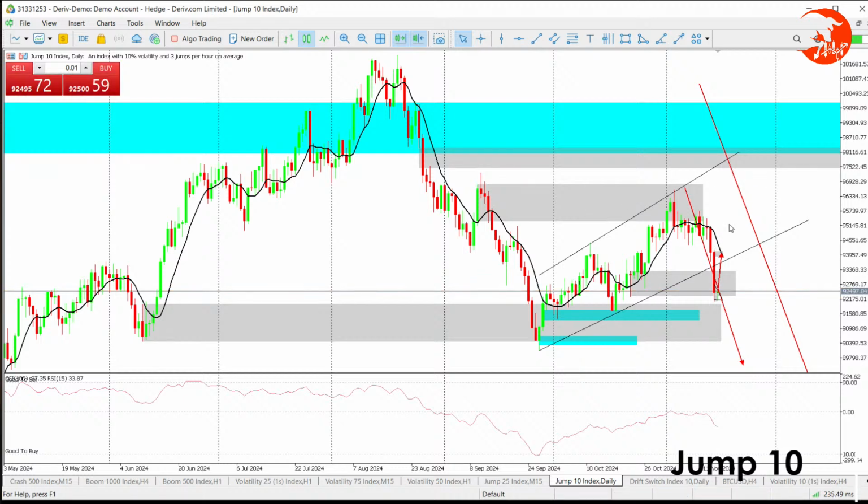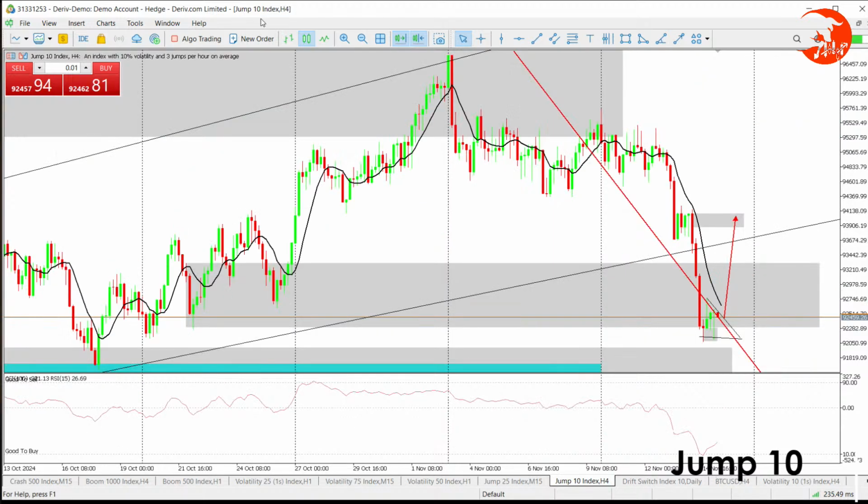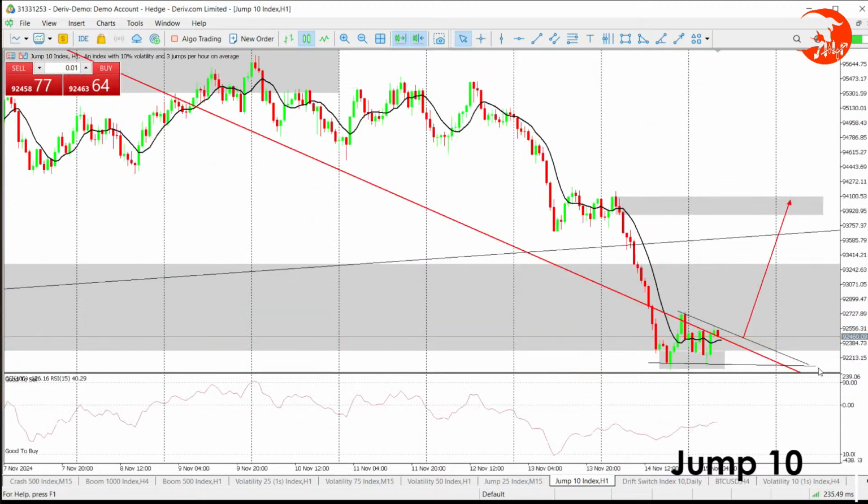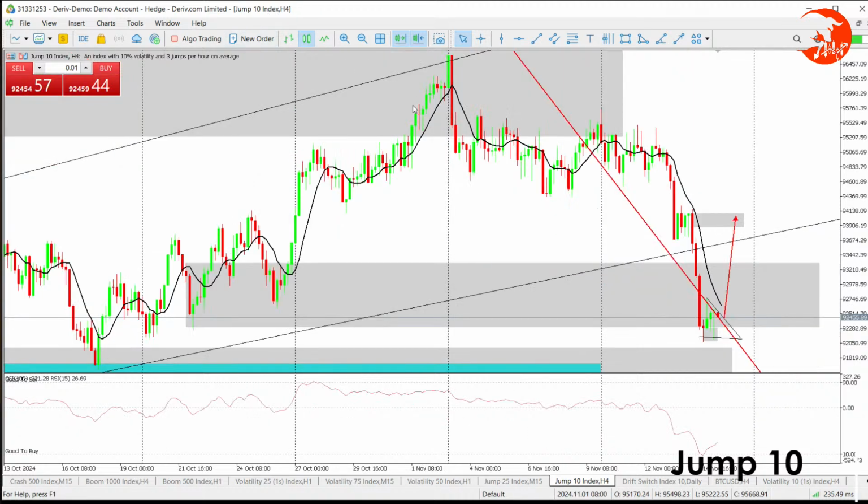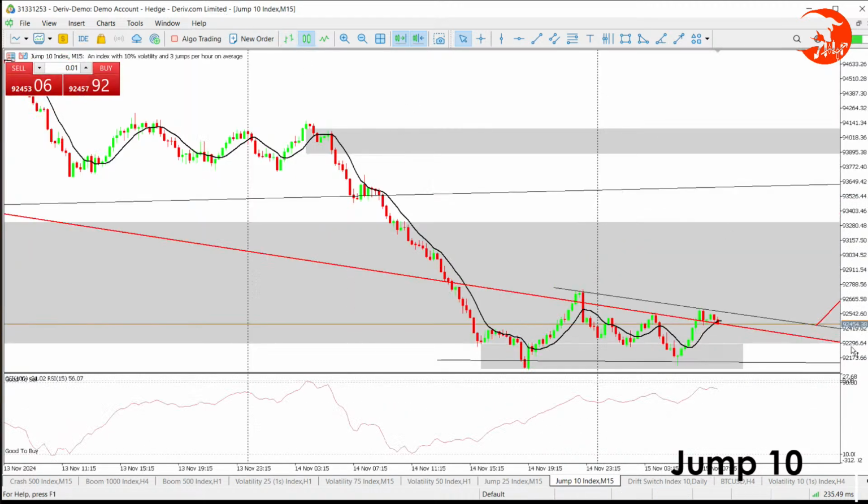I hope that is clear. On the daily, we will be continuing to sell, but not now. Right now, we will look for the buy according to what we have on H1 and H4. I think that's now clear.